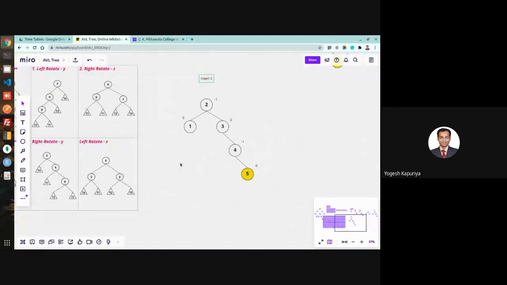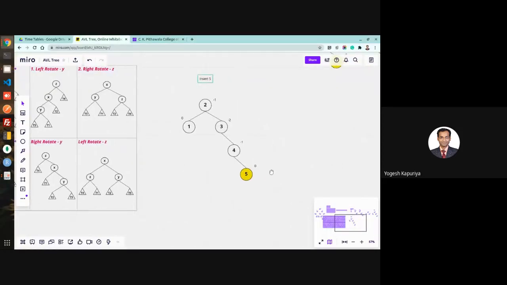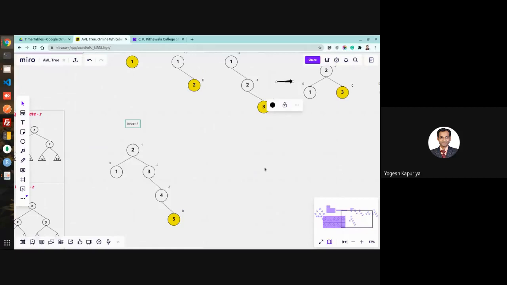Right, right case. You can also tell by looking which case it is. So that means you require to perform rotation. So let's see how it is going to be done. So this will be rotated here.